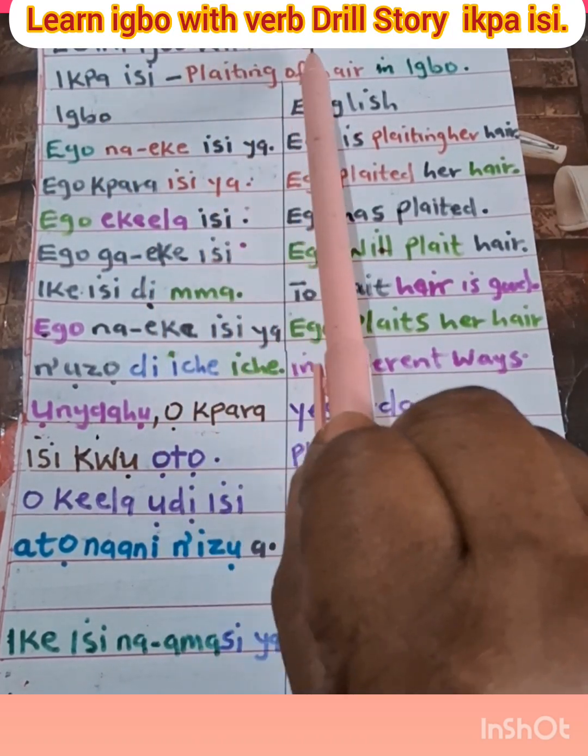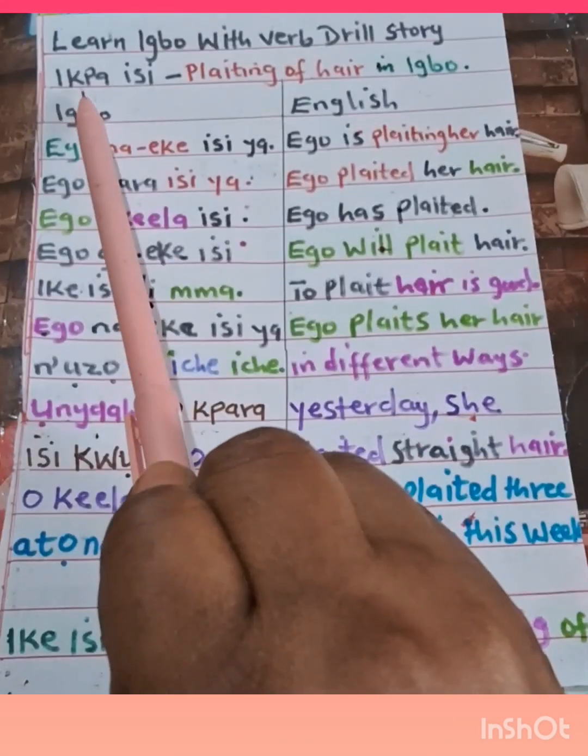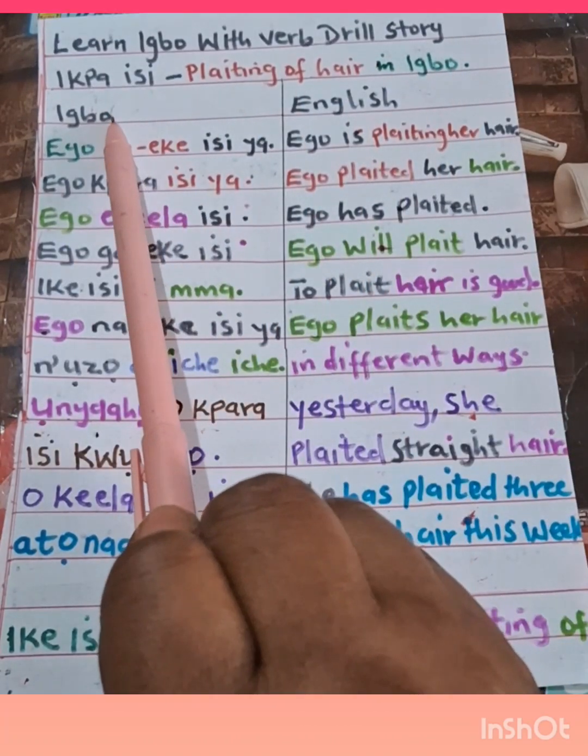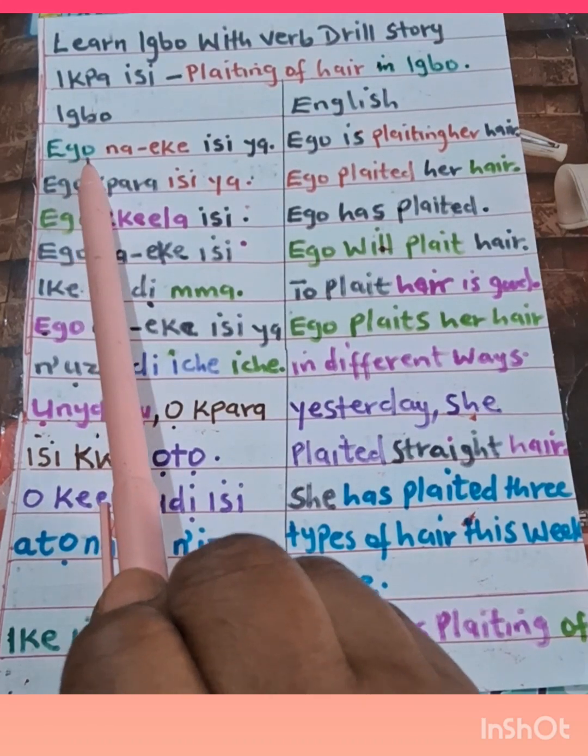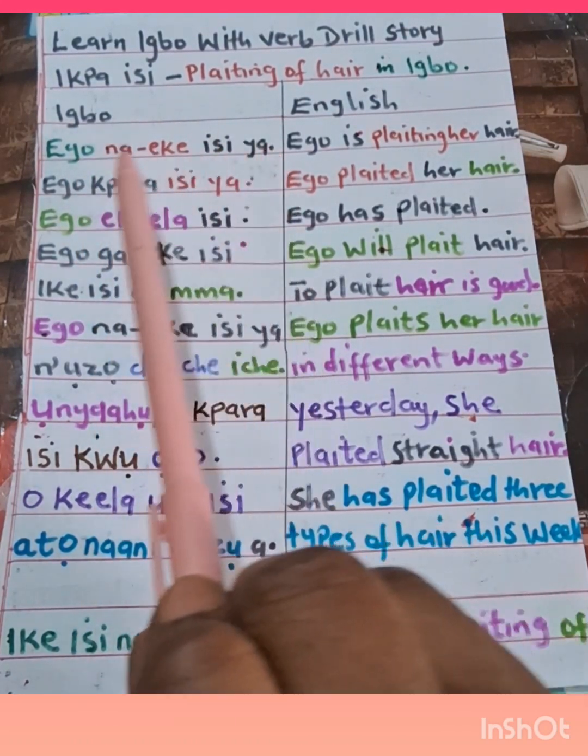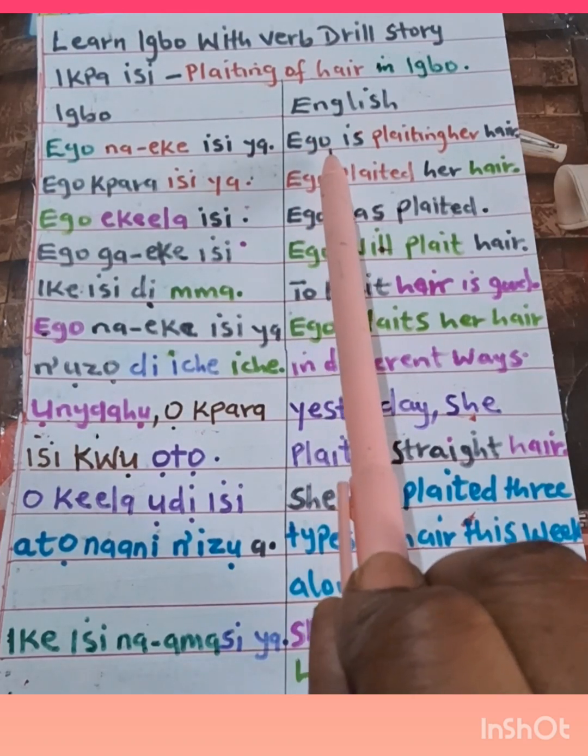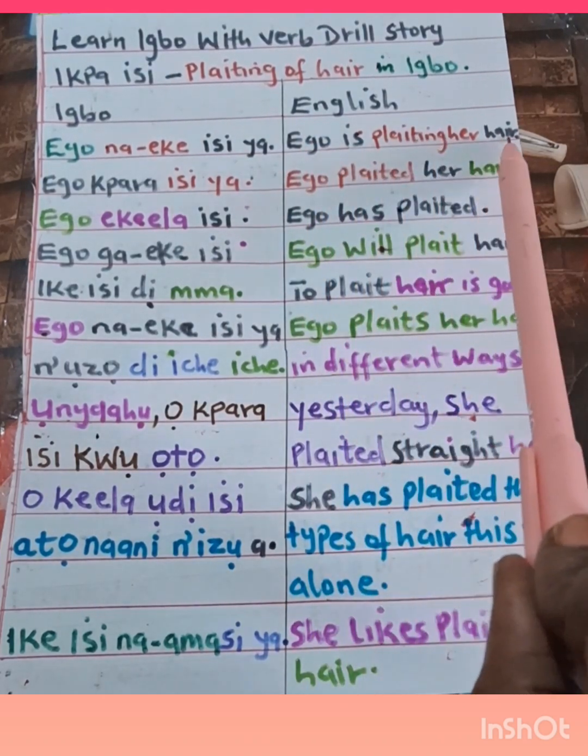Learn Igbo with verb drill story. Ikpa isi, plaiting of hair in Igbo. Igbo English. Ego na eke isi ya. It means Ego is plaiting her hair.